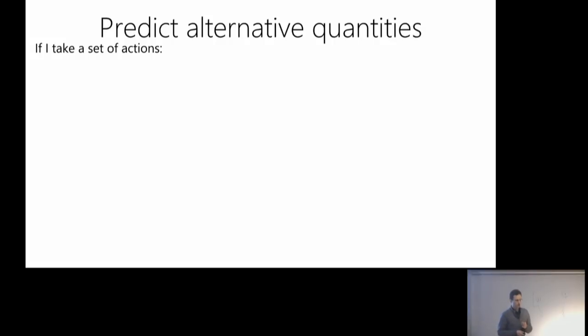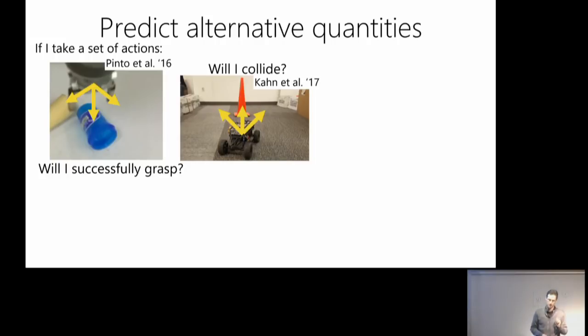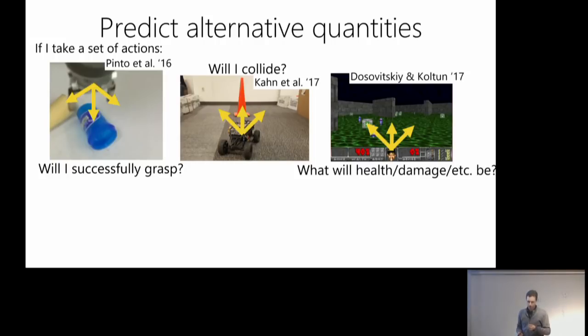The choices here get a little bit more ad hoc, and it depends on which problem you're trying to solve. But you could, for example, ask a model to predict, if I take a particular sequence of actions, will my robot successfully pick up an object? So what you're predicting is a small, low-dimensional quantity, like does it succeed at picking up the object or not? Or if I take a particular sequence of actions, will I collide with an obstacle or not? Or in the case of this paper, if I take a particular sequence of actions, and I'm playing this video game, what will be my health level after those actions? What will be my damage level? What will be my score?